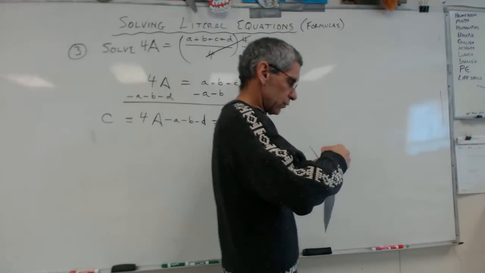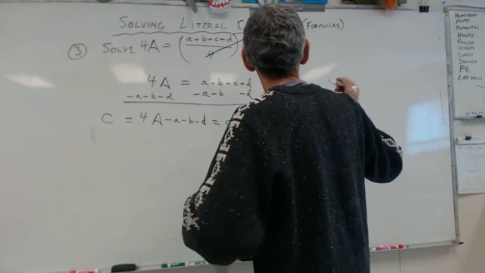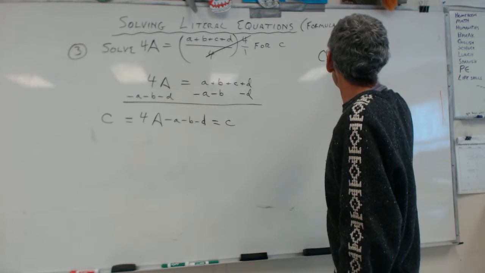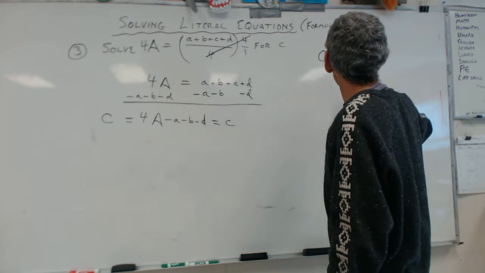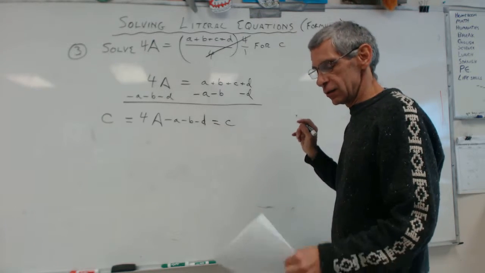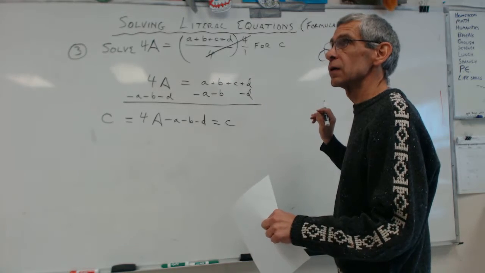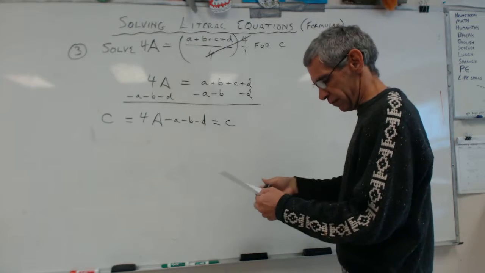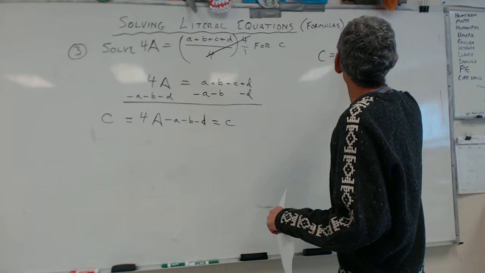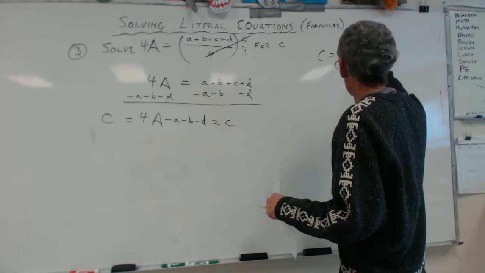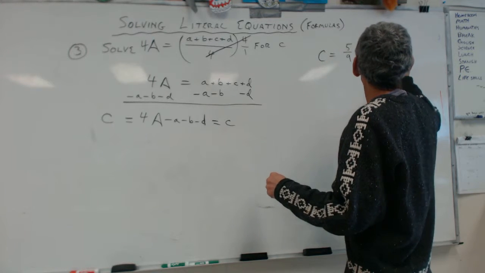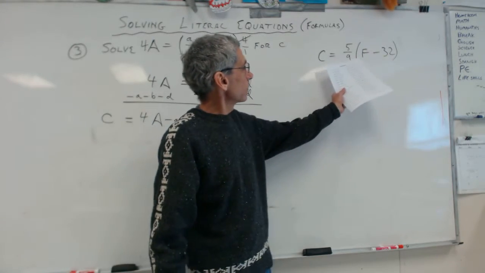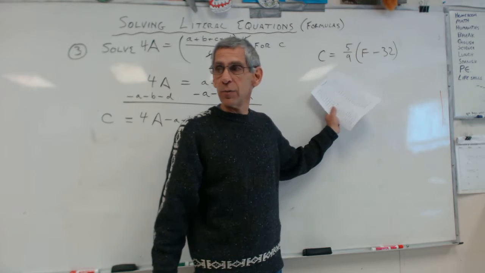All right, so what is this used for? Let's say I had a formula, C is equal to 5/9 (F minus 32). This is the formula for Celsius versus Fahrenheit, the temperature, right?